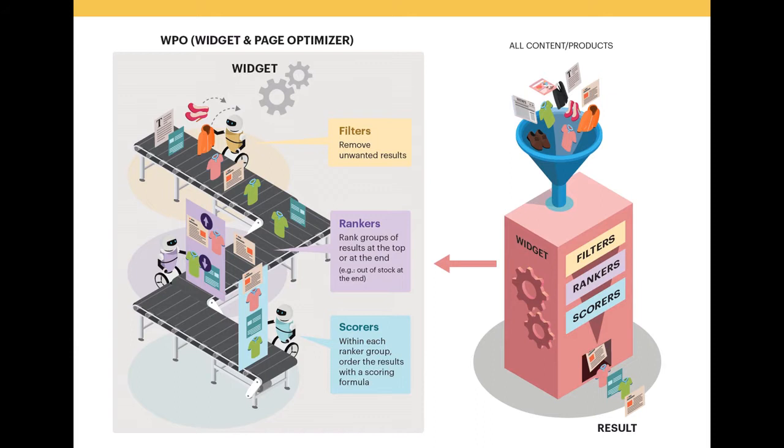That's what we see here on the right. You have all of your content and products. They go through the logic of the widget, so through the filters, the scorers, and the rankers, and they go out in a specifically selected, specifically ordered way.